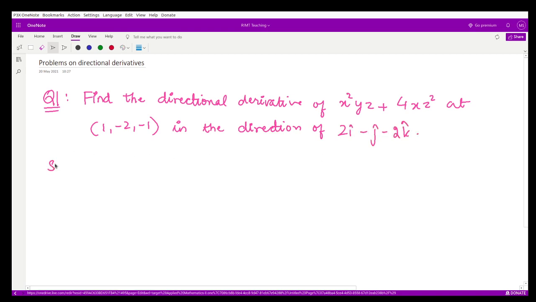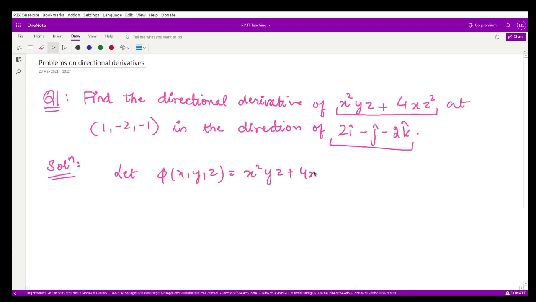So this is the given question. Now this is a very simple question. You are given this function whose directional derivative is to be found in this particular direction. So the first thing, we know the formula. If we assume phi of x, y, z to be equal to this function x square yz plus 4xz square, then we can compute the gradient of function phi.